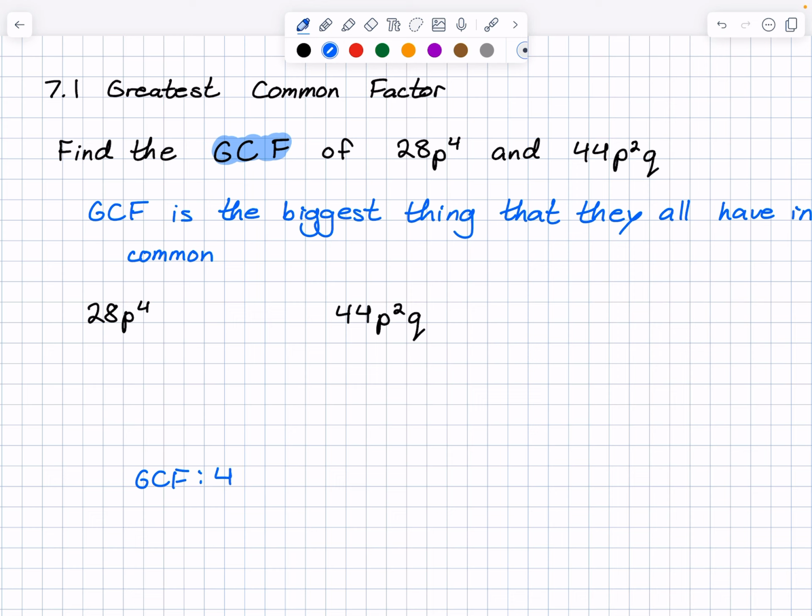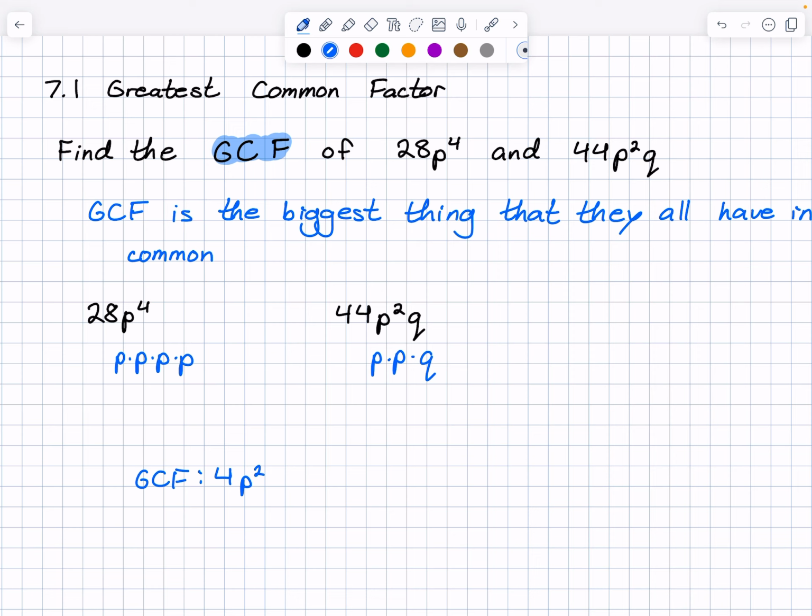Then I'm going to move on to the letters. This one has 4 p's in it. It's p times p times p times p. This one has 2 p's and a q. Let's see, well, they have at least 2 p's in common. So I'm going to write that. They have 2 p's in common. That's just p times p.